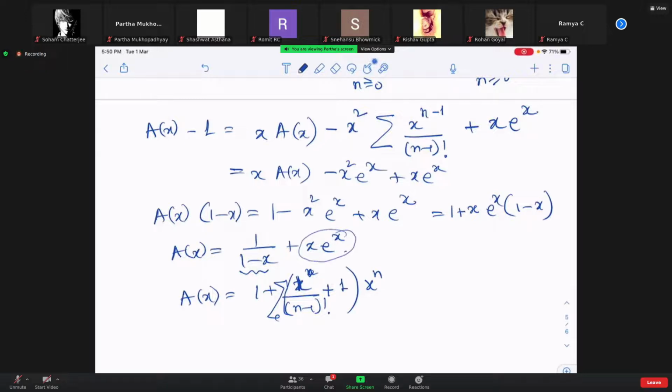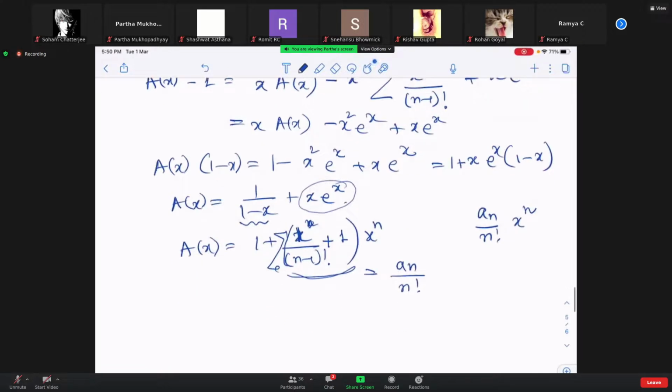But I am looking for x power n by n factorial. So this is basically the quantity that looks like a_n by n factorial, right? And I have to compute a_n. So a_n, you are right, is basically n factorial times this big quantity. Absolutely right. So n factorial plus n. So this is the final closed form of a_n. Sorry, yes, I missed that. I didn't notice that one exponent coming from that term also.